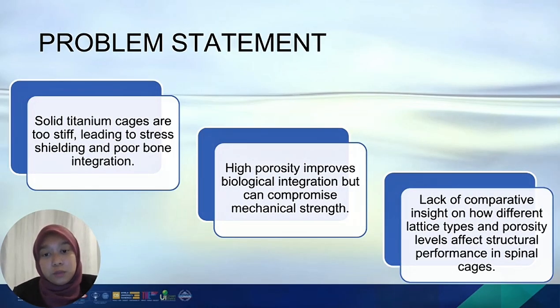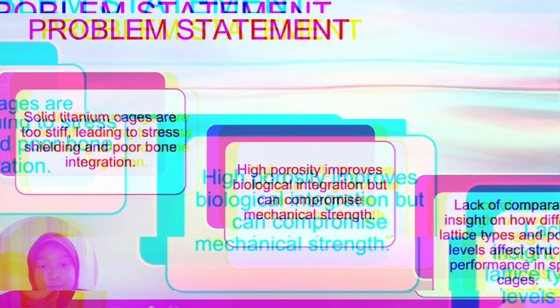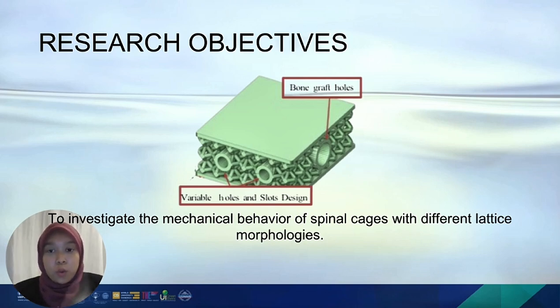For the next slide, we'll talk about the problem statement, which has three points. First, solid titanium cages are too stiff, leading to stress shielding and poor bone integration. Next, high porosity improves biological integration but can compromise mechanical strength. Lastly, there is a lack of comparative insight on how different lattice types and porosity levels affect structural performance in the spinal cage. In our project, there is only one objective, which is to investigate the mechanical behavior of spinal cages with different lattice morphologies.